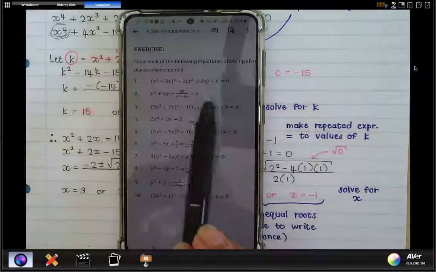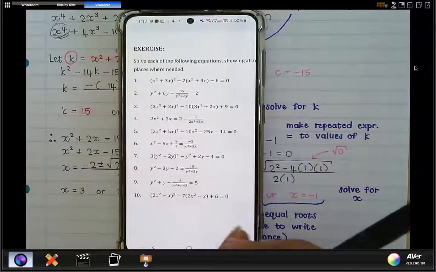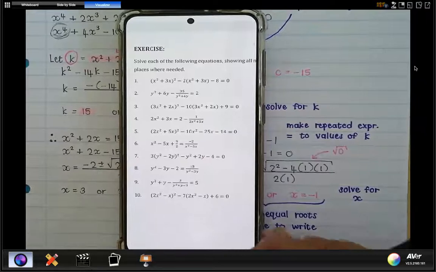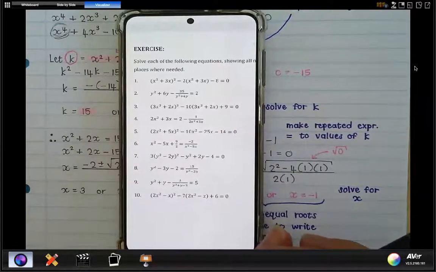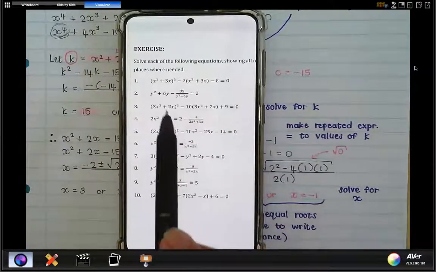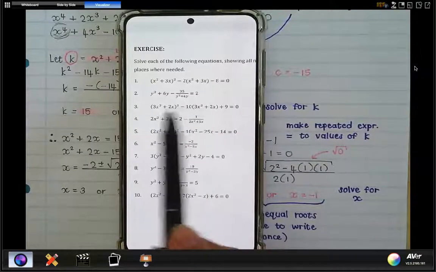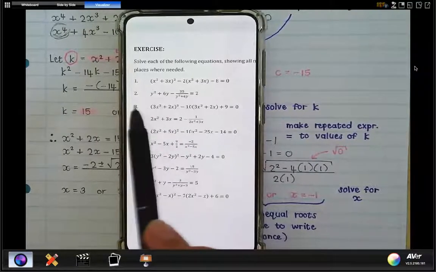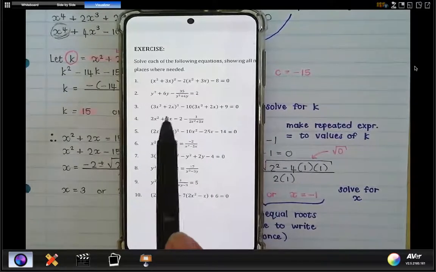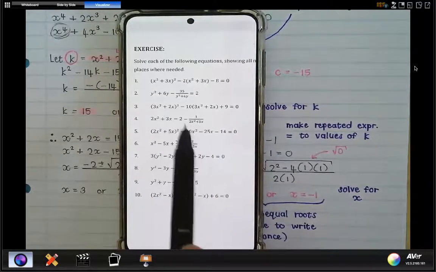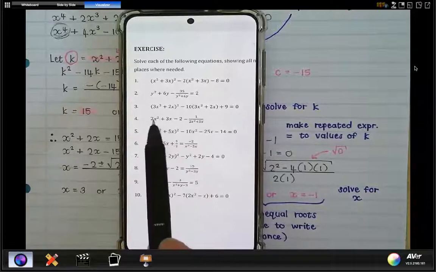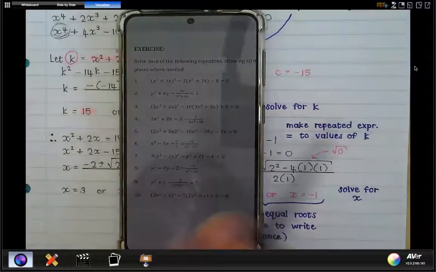That is going to be an equation with fractions. Remember, how do we solve an equation with fractions? We multiply each term by the LCD. You're going to do the same thing here. Again, the bracketed expression is just repeated, so that you're going to make equal to k. And in number 4, we have the 2x squared plus 3x. That is what you are going to make equal to k.